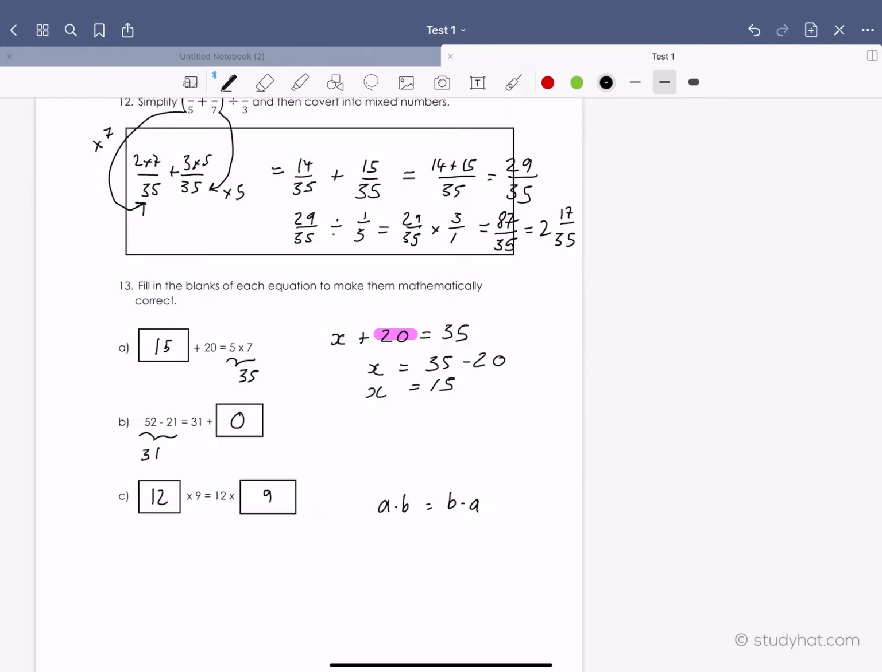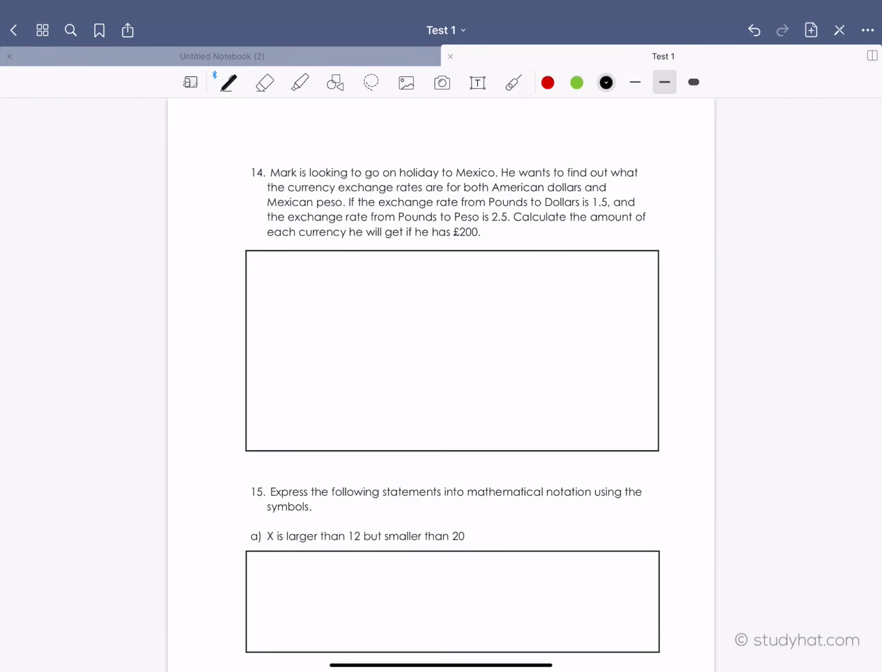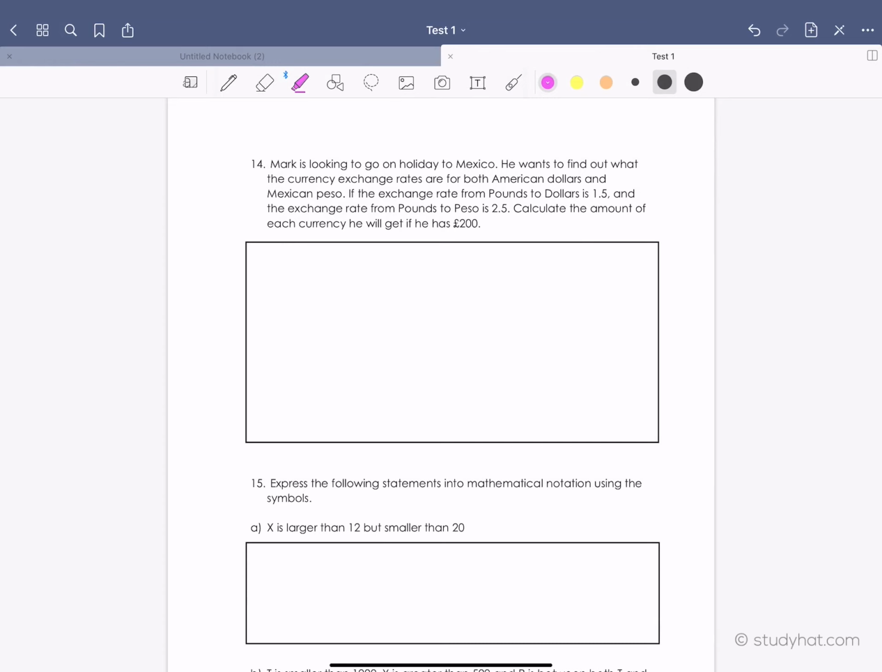Okay, and now question 14, currency. So we've got two exchange rates here. We've got pounds to dollars and we've got pounds to peso. So we've got £1 is $1.5. And we've also got £1 is 2.5 pesos. And we want to know how much will we get for £200.